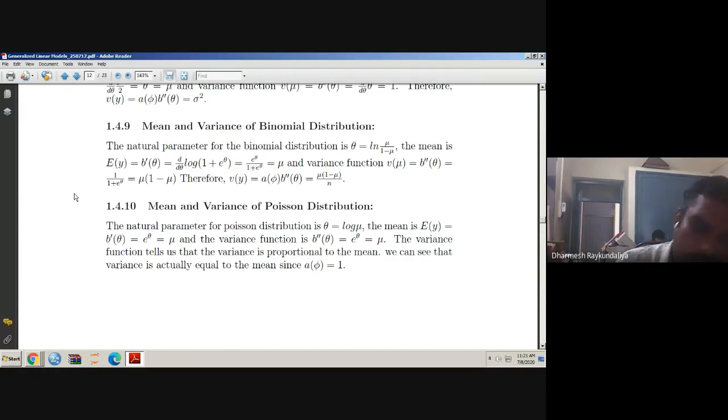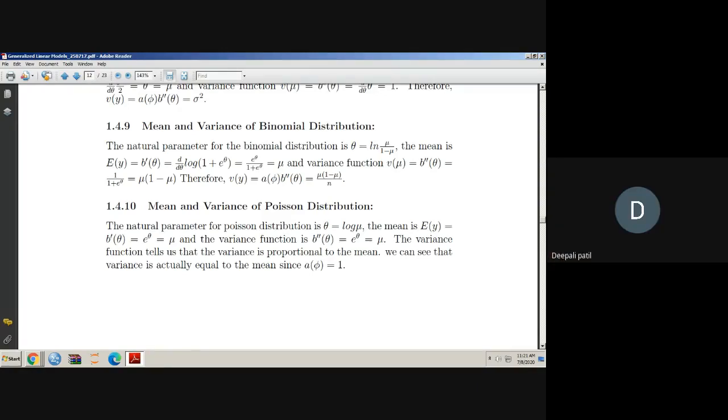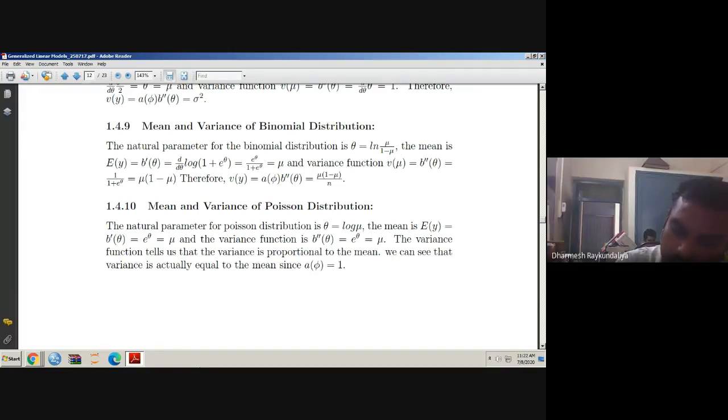Now, what is the mean and variance of the Poisson distribution? We know that the mean is mu, and the variance is also mu. So mean and variance are the same. But I wish to obtain them from the mean and variance of the exponential family. So what is theta in a Poisson distribution? It is log mu. What is b(theta)? e raised to theta.